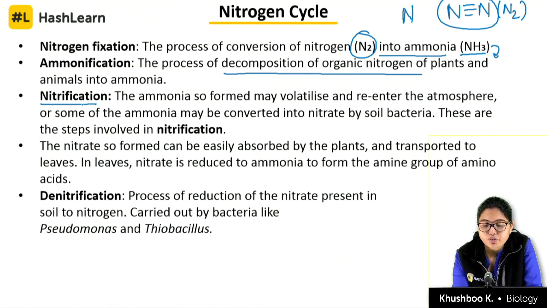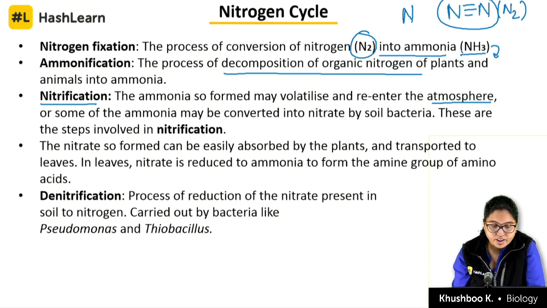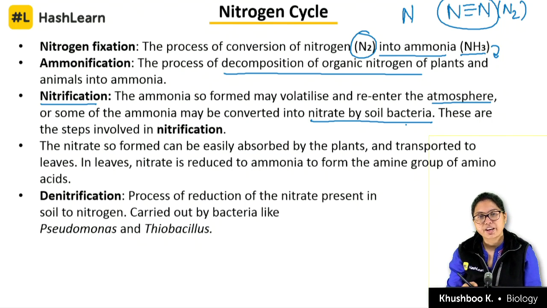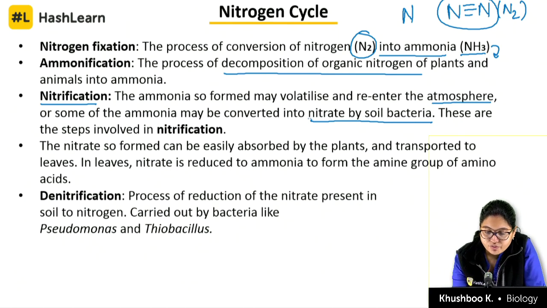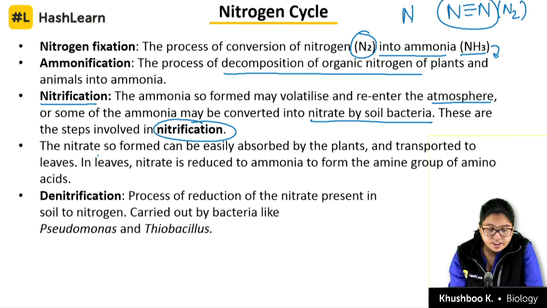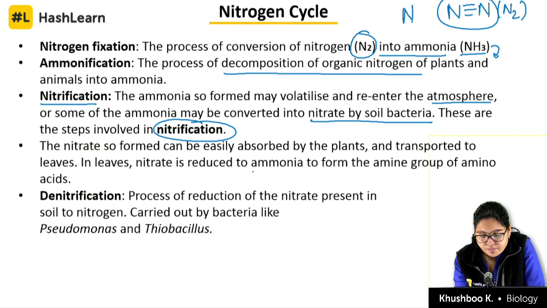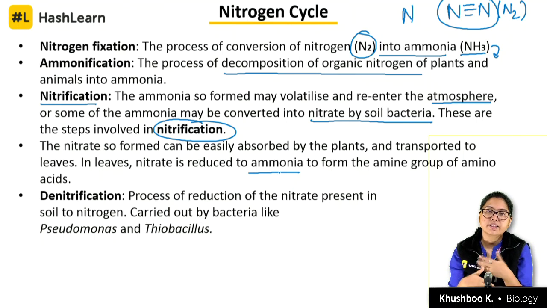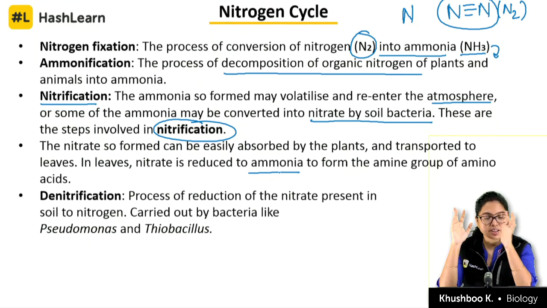The ammonia so formed may volatilize and re-enter the atmosphere because it is highly volatile. Some of the ammonia may be converted into nitrate by soil bacteria. Inside the soil itself we have bacteria which can convert this ammonia into nitrates, which will then be taken by the plants, and this step is called nitrification. The nitrate so formed can be easily absorbed by the plants and transported to the leaves. In leaves, nitrate is reduced back to ammonia to form the amine group of amino acids. Again, that needs to be converted into ammonia, but that is the story inside a plant.